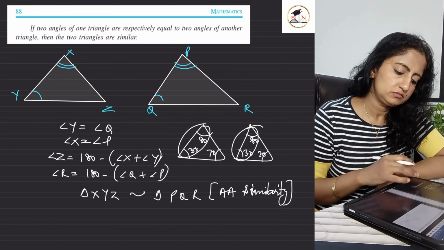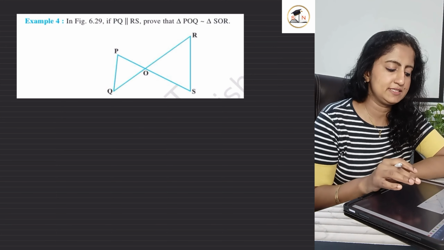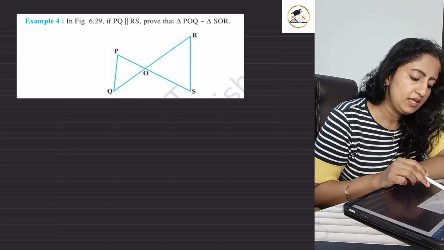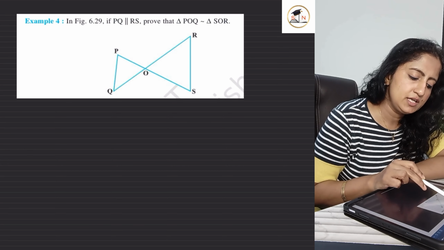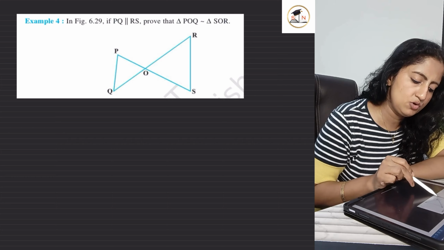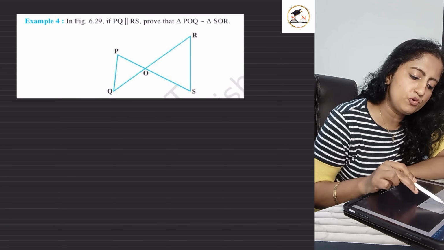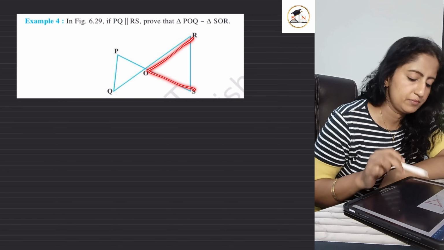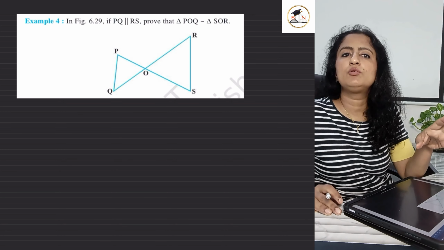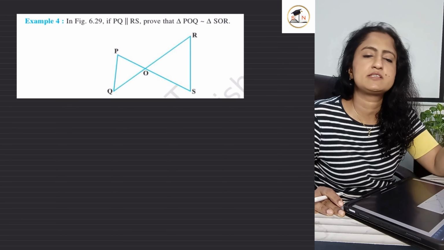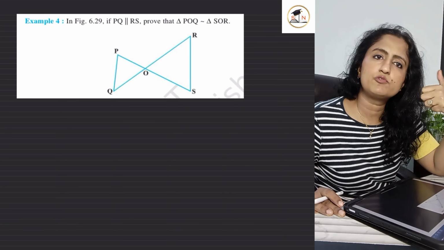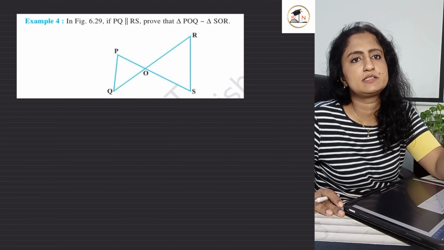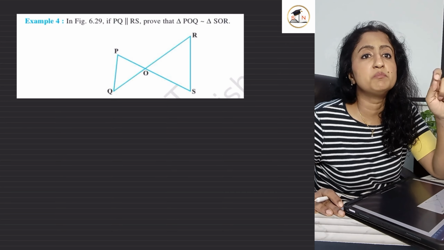Okay. Now, I have picked example 4 from NCERT and it is based on AA similarity. Let's go through the question. In this figure 6.29, we are given that PQ is parallel to RS. Prove that triangle POQ is similar to triangle SOR. Now here, when we are dealing with similarity, as I have been emphasizing the correspondence, whether you are supposed to prove similarity, whether the triangle's name is given, or whether you are supposed to form the triangle's name on your own, correspondence is a must.